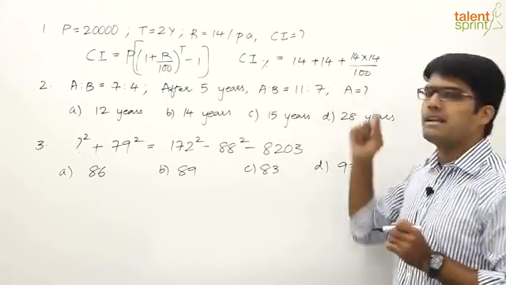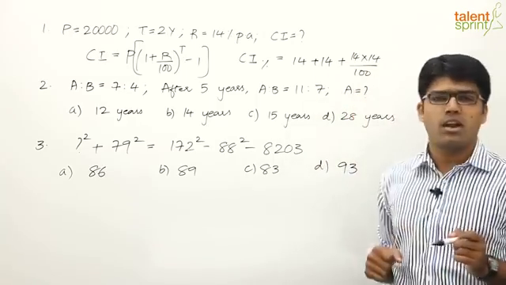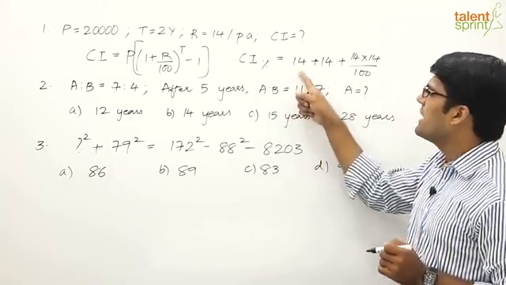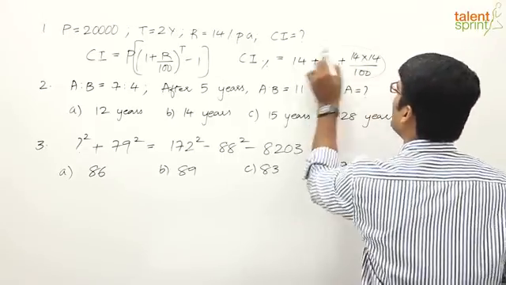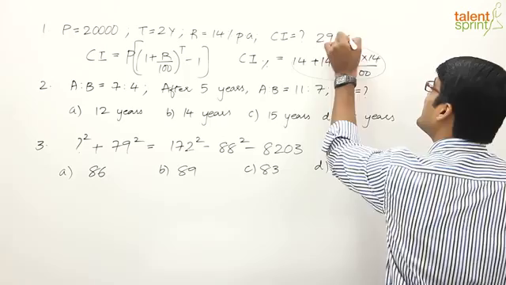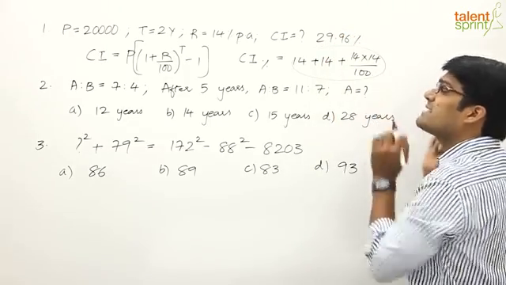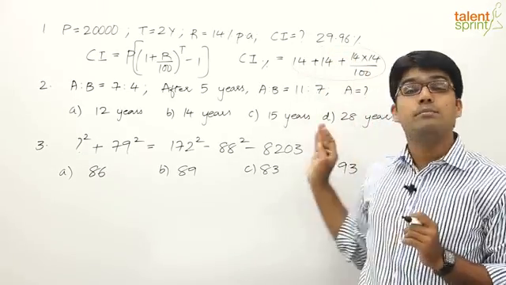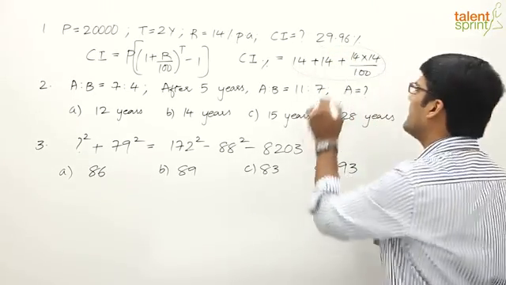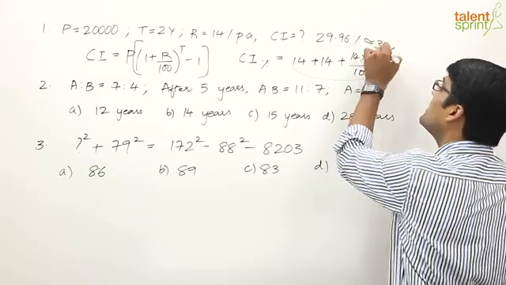Now 14 squared is 196. 196 upon 100 is 1.96. So 14 plus 14, 28. 28 plus 1.96 will come out to be 29.96%. So what we understand from this approach is that the compound interest in this case will be 29.96%, or approximately 30%. 30% of what?